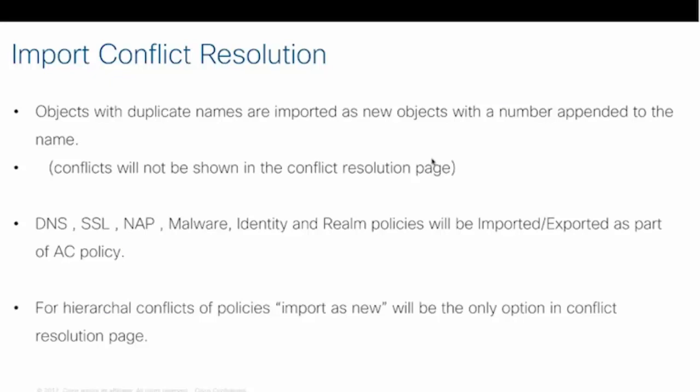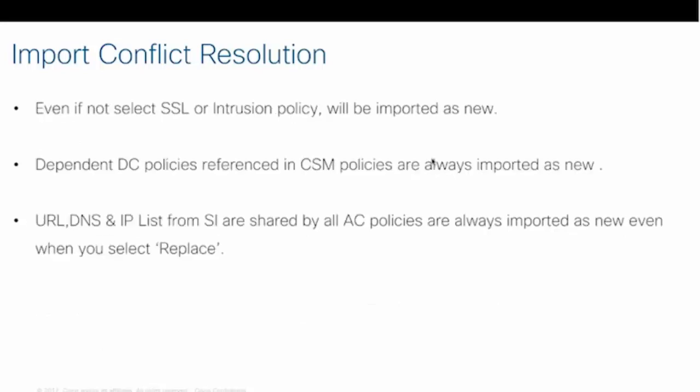For an access control policy with hierarchical configuration, if this configuration or policy is conflicting with any duplicate name or type that exists on the device, then the import conflict resolution page will only give us the option to import these access control policies as new. Again, for associated or dependent policies such as SSL or intrusion policy, even if we select the option keep existing or replace in the conflict resolution page, these associated policies will always be imported as new.